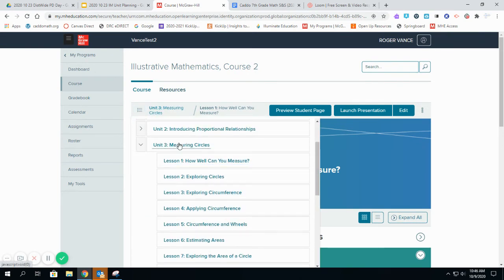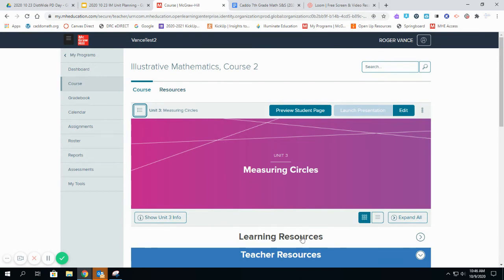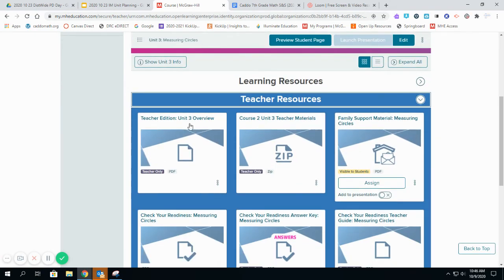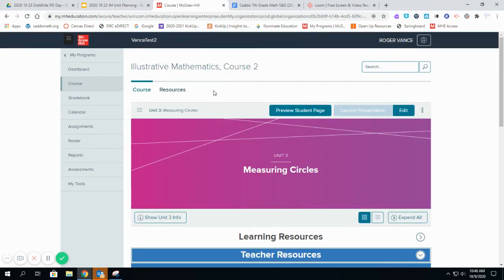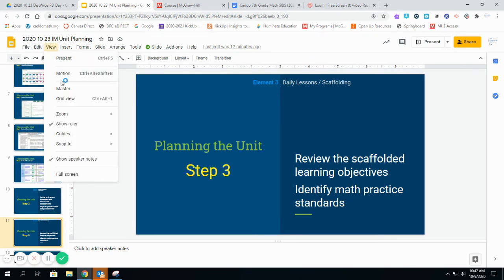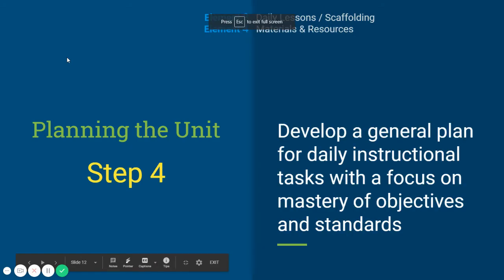But again, going back to the unit plan, obviously if you're doing unit planning, that's where you're going to want to look to find most of this overview type information. Okay, then we're going to move on to step 4. And you'll notice here, again, 2 elements: a continuation of element 3, your daily lessons and scaffolding, and materials and resources.